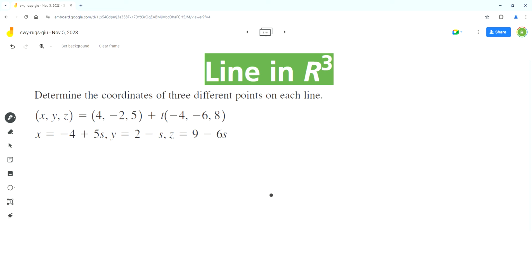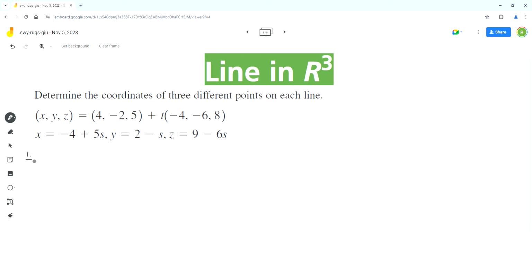So in this video, we'll solve this problem using the concepts of line in R3. As per the problem, determine the coordinates of three different points on each line. So let's start with the first line.